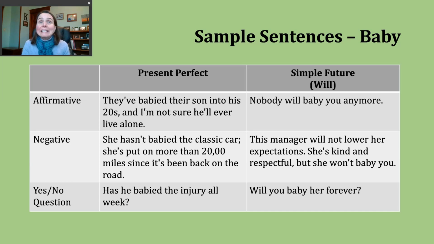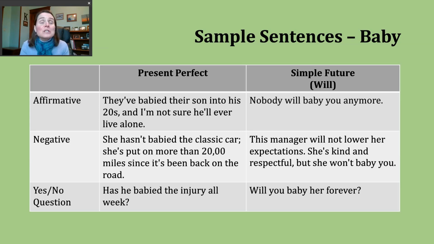Now, let's look at making a yes or no question in the present perfect. To do this, you'll start with have or has, then you're going to have your subject, and then the participle form of the verb. Here's the last present perfect example. Has he babied the injury all week? You might hear this again with other sprains. I've heard it as people talk about ankle sprains and other smaller, slight injuries.